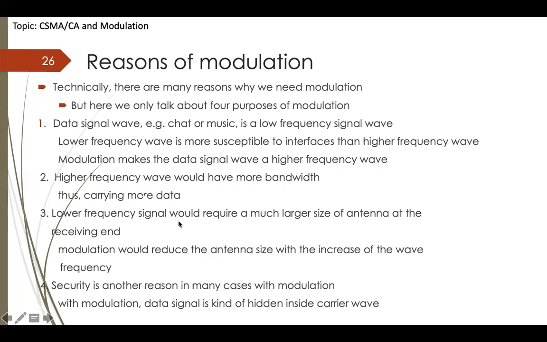A lower frequency signal would require a much larger antenna at the receiving end. Modulation would reduce the antenna size with the increase of the wave frequency. This is advantage number 3. Now advantage number 4 is that security is another reason. In many cases with modulation, the data signal is kind of hidden inside the carrier wave. So this also helps to make your data secure.